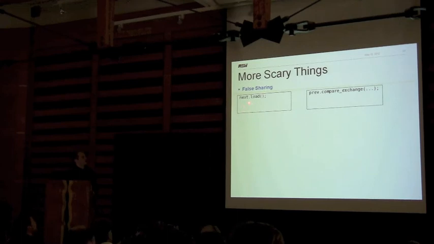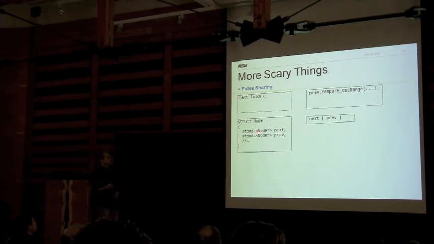One of the other scary things is a thing called false sharing. Let's say I have a struct that has an X and a pre, and they're both atomic, and I've got some thread over here that's doing atomic stuff on next, and another thread that's doing atomic stuff on pre.